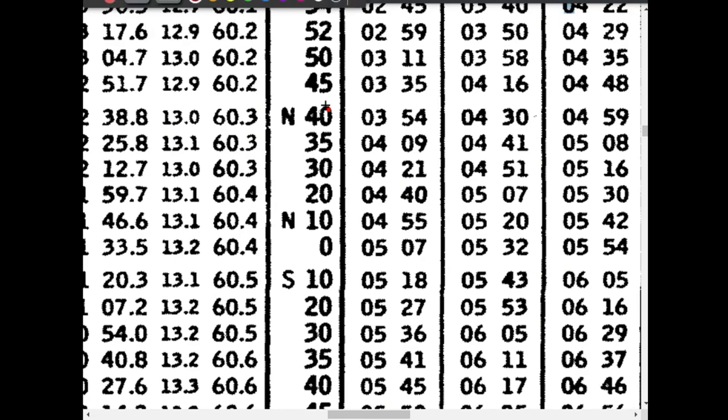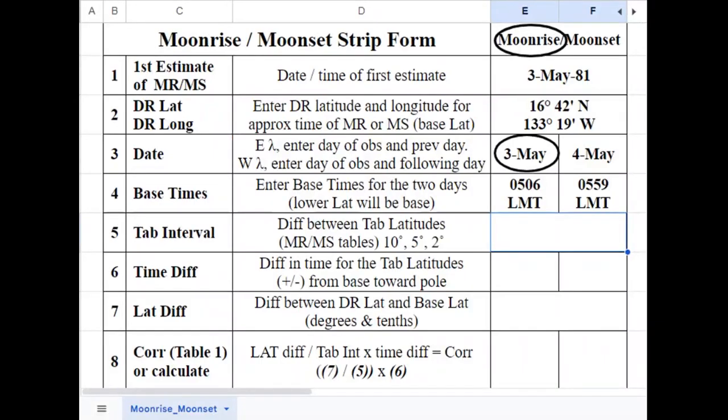So for our latitudes, we're between 10 degrees north and 20 degrees north because we're at about 16 degrees north. So the difference between the tabulated latitudes is 10 degrees. 20 minus 10 is 10 degrees. So let's put that into our strip form. We're back at our strip form, and our tabulated latitude is 10 degrees.